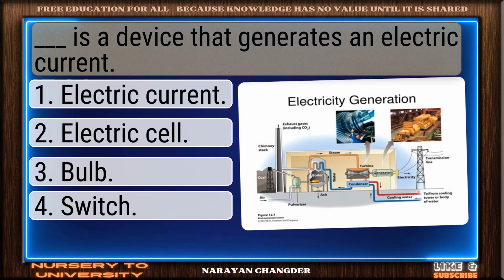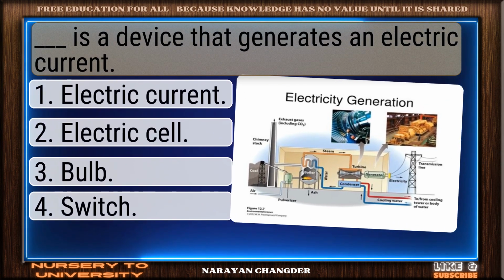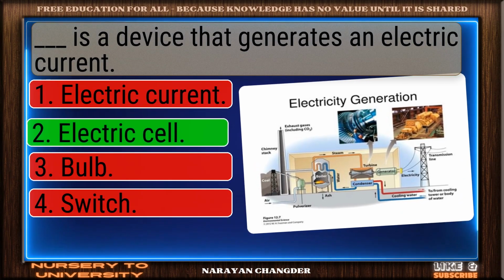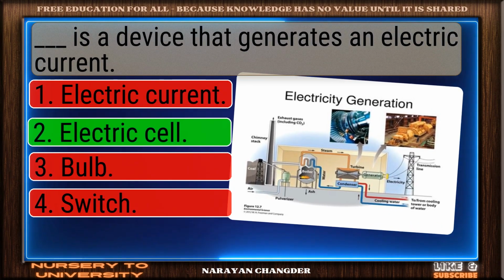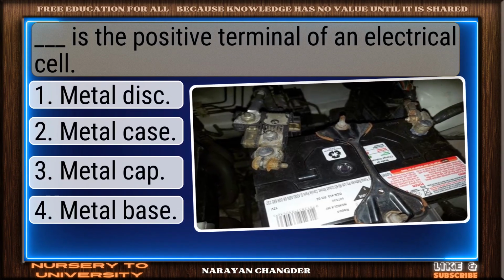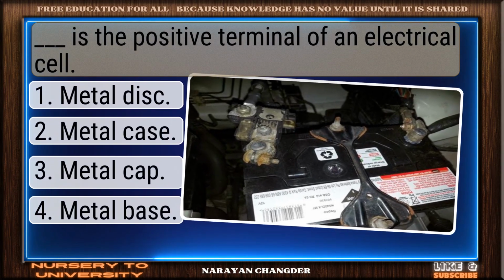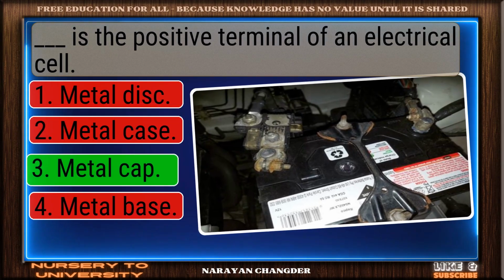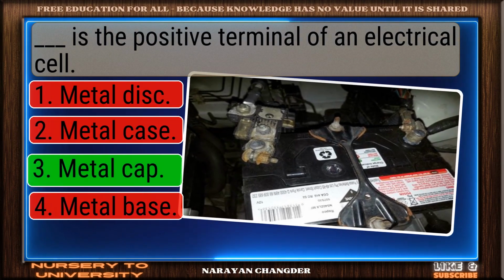Dash is a device that generates an electric current. On track. Electric cell is the correct answer. Dash is the positive terminal of an electrical cell. Great job. Metal cap is the accurate answer.